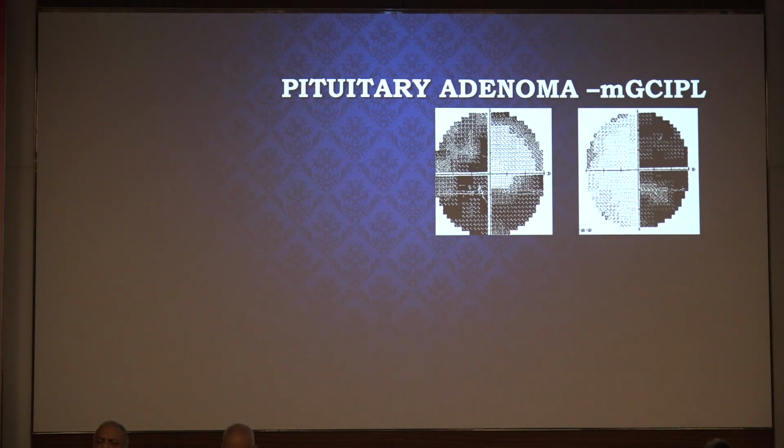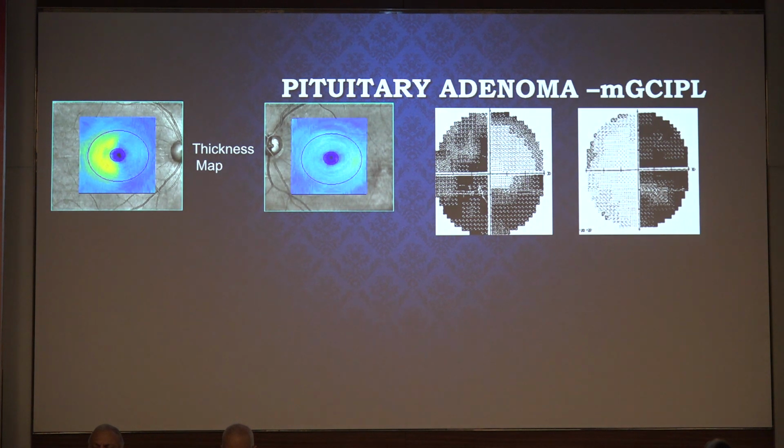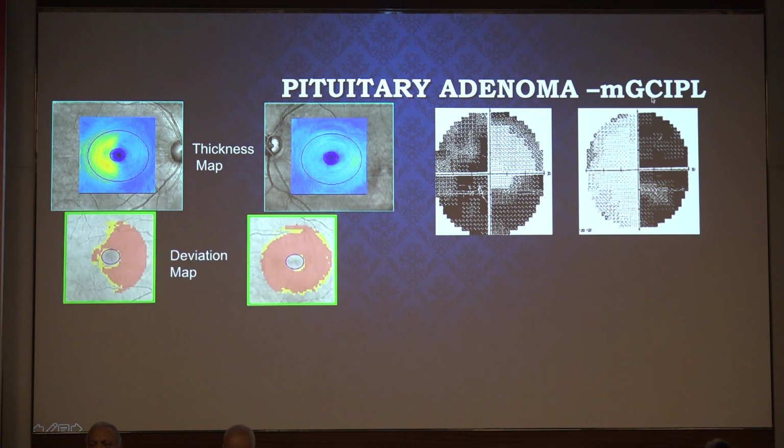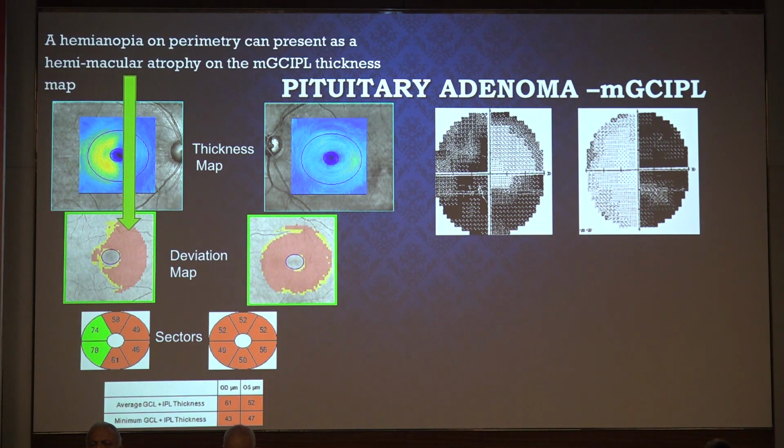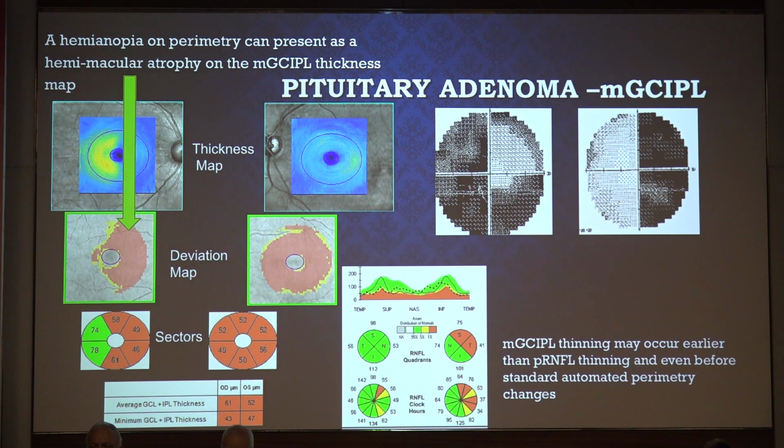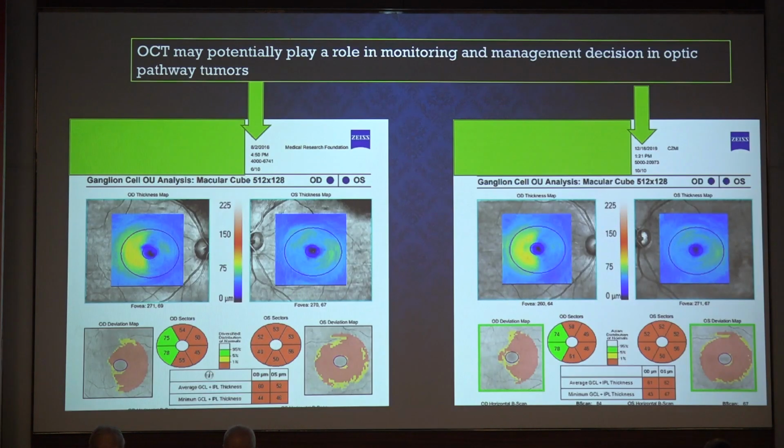But now let's see what the GCC layer tells. The same patient. Now look at the GCC. GCC is telling me more than fields if you see here. It's completely washed off in the left eye, and here the fields are still showing some white area. And the hemianopic defect is perfectly matching with the hemianopic defect in the visual field. So a hemianopia on perimetry can present as hemimacular atrophy on the GCC thickness map. This is important, and it occurs before the visual field changes. Okay, I showed you here it's occurring before the visual field changes.